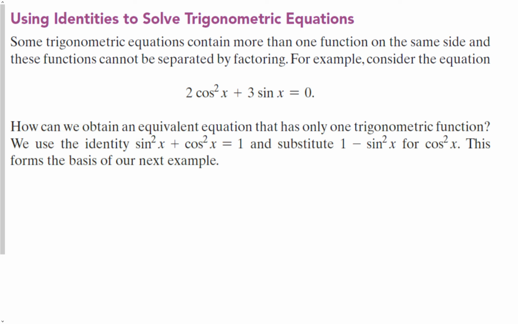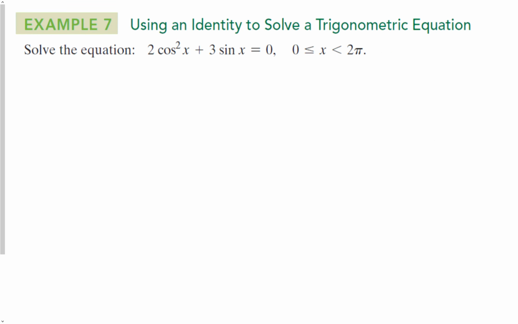Now we can go back to section 5.1 and some of the other sections later to use some special identities to help us solve these trigonometric equations. So trigonometric equations contain more than one function on the same side, and they can't be factored like this problem that we're about to do. Maybe you could use one of our fundamental identities to help you solve this. So hopefully you remember that sine squared plus cosine squared is equal to 1, which makes cosine squared 1 minus sine squared, and I can substitute it.